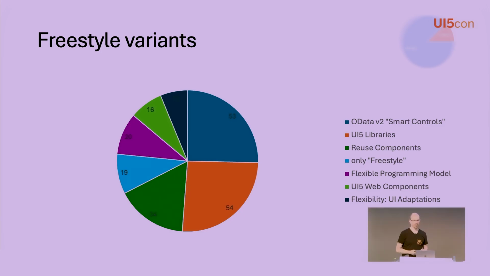Third place, reuse components, and fourth place goes to, I think, the flexible programming model with 20 options. So that, again, clearly shows the FPM approach might be the right thing to preach, but it's not used in production anywhere near the other elements.